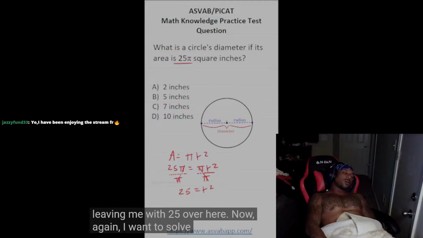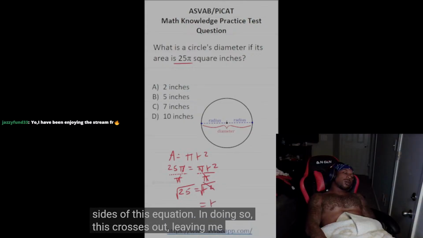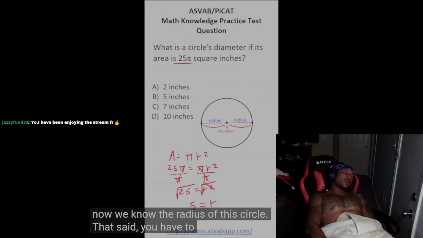Now again, I want to solve this equation for r, not r squared. So to get rid of this squared on this r, I'm going to do the opposite operation. That is to say, I'm going to take the square root of both sides of this equation. In doing so, this crosses out, leaving me with r over here. The square root of 25 is 5. So now we know the radius of this circle. That said, you have to know that there is a relationship between the diameter and radius of every circle.